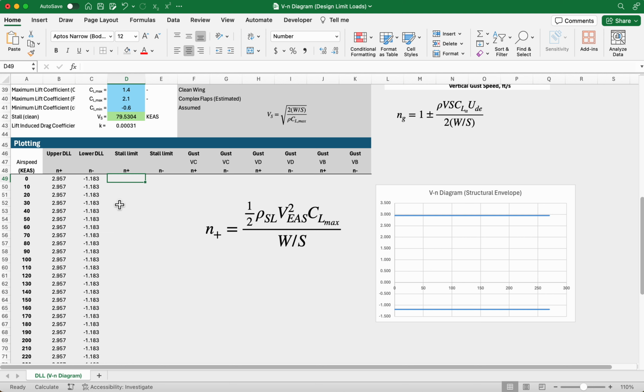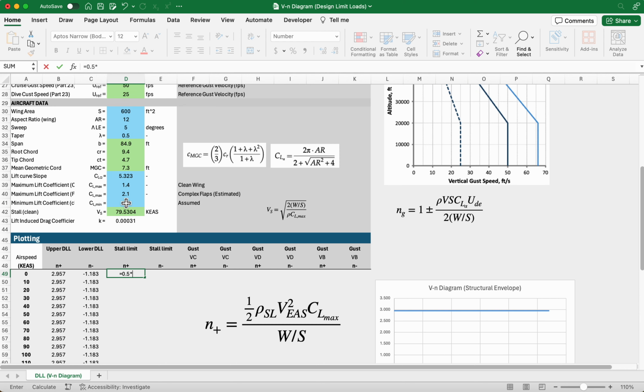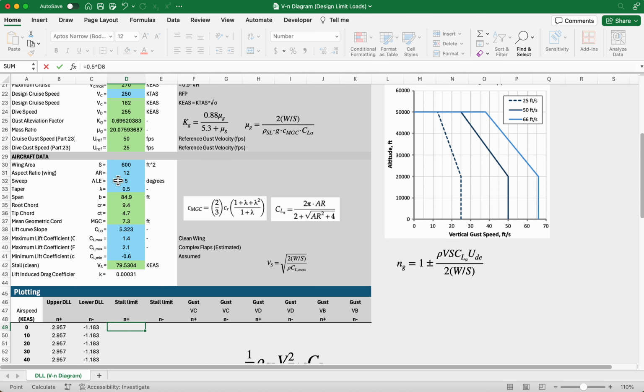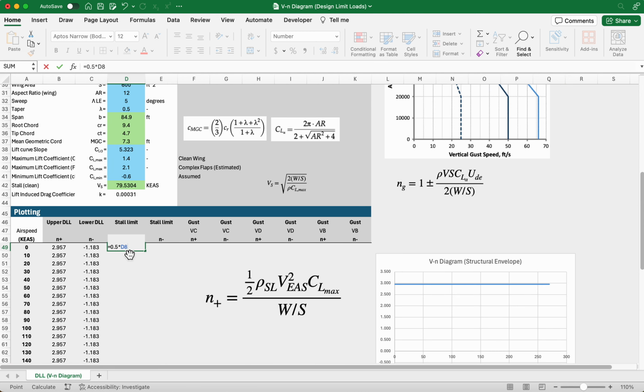We'll plot this first: 0.5 times the density at sea level, which we have up here, in slugs per cubic foot, times our knots equivalent airspeed.